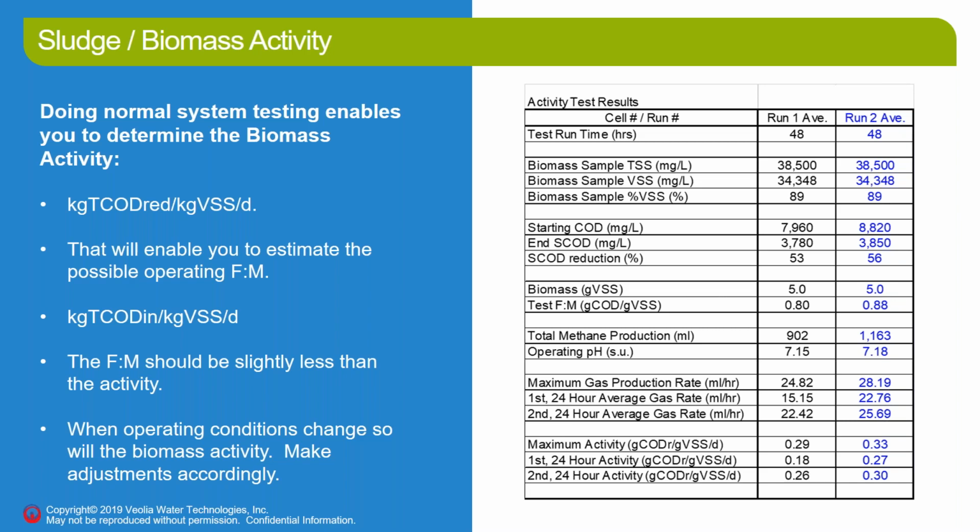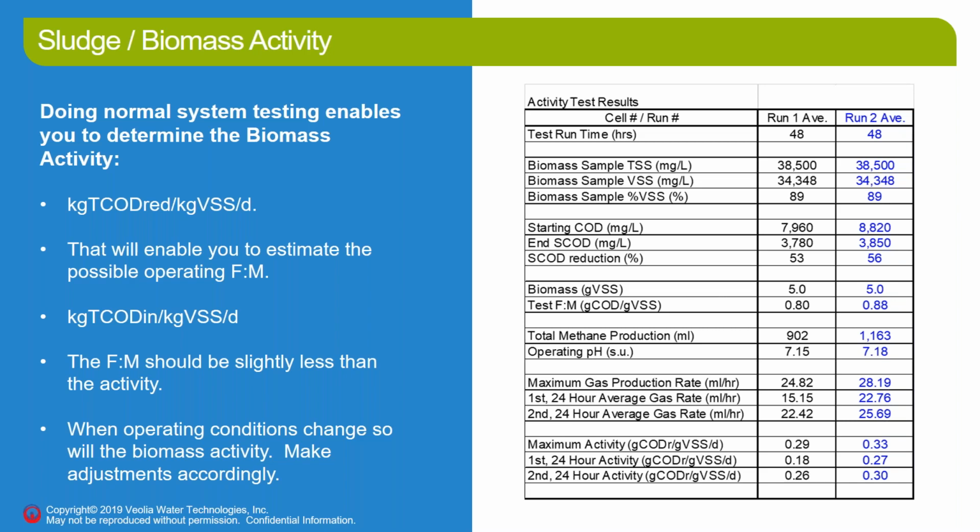So you need to make adjustments to your system as your operating conditions can change, because the activity can change based on the conditions that your reactor is in. So if your pH drops, your F to M that you need to feed at has to be less, because you know that activity is going to drop.